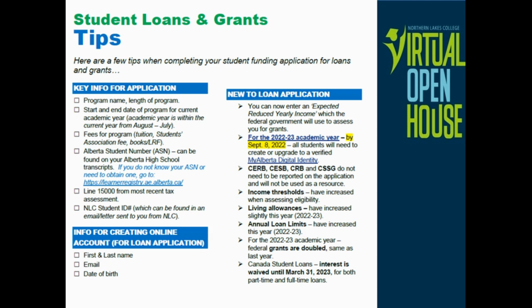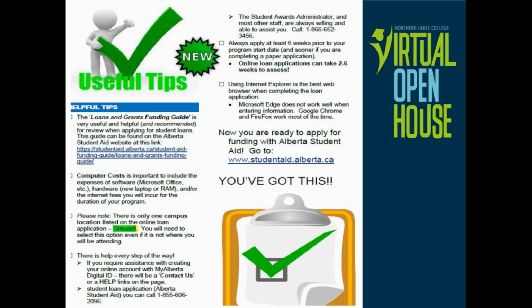Some great tips are located on our website under the funding page, under the student loans. And here is just some information and great tips for what you'll need to have on hand when you're submitting your Alberta student loan application. Please note that there is only one campus listed on the application, and it states Grouard. That is one of our main campuses, and that's the one you would select, even if you're not attending.